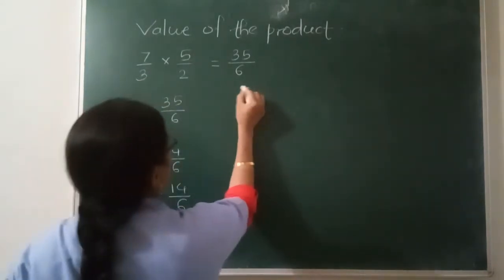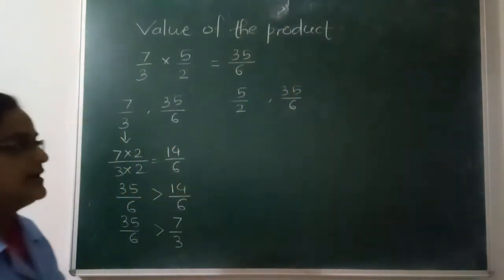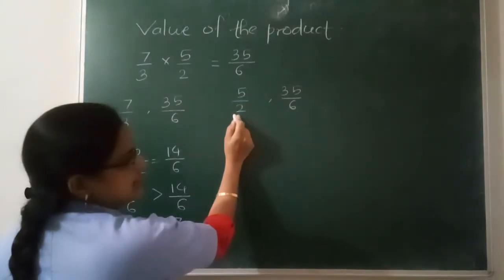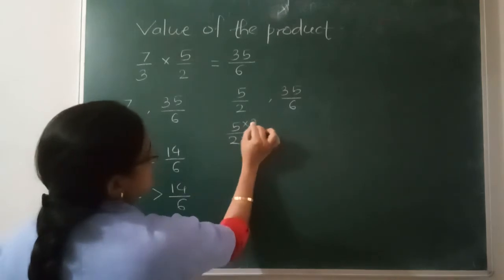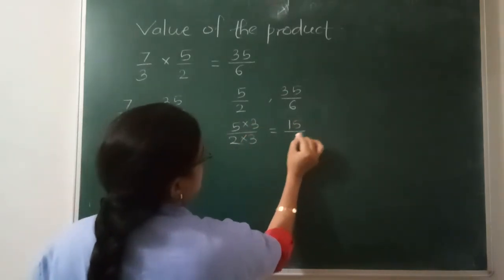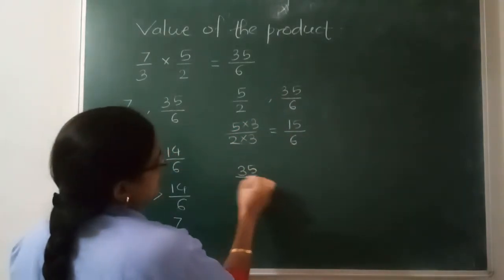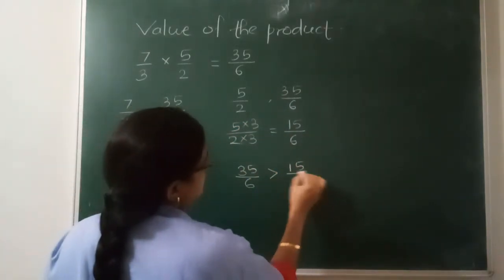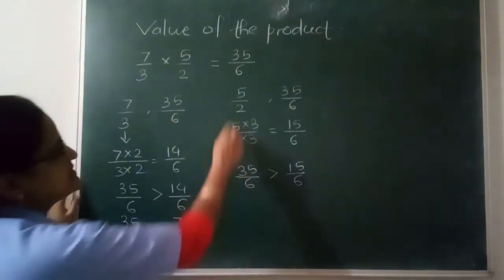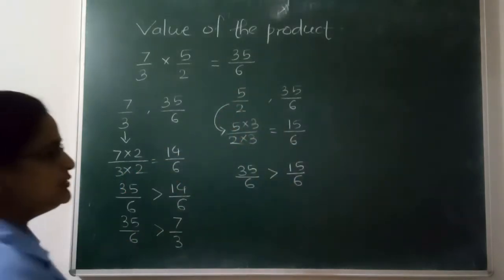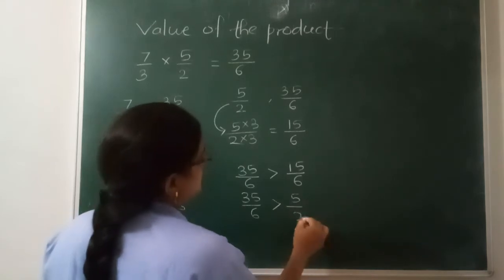So, I got product is greater than one fraction. Now let me consider the other fraction, that is 5 upon 2 and 35 upon 6. What do we find here? See, I can make this denominator equal easily. For that, I will multiply this fraction by 3. So it will be 15 upon 6. Again, when I compare these two, I come to know that 35 upon 6 is greater than 15 upon 6. But what is 15 upon 6? 15 upon 6 is equivalent to 5 upon 2. And so I got 35 upon 6 is greater than 5 upon 2.